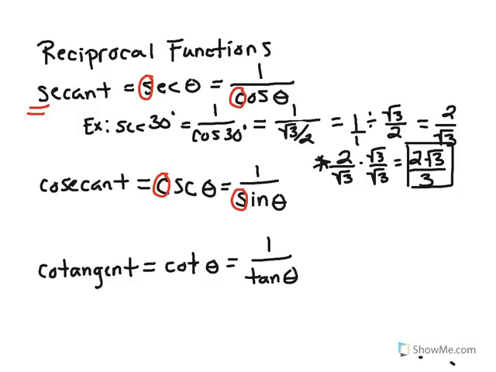Another thing that I want you to be aware of is these reciprocal functions are not in your calculator. So you have to know exactly what you're doing in order to do this. I can't type into my calculator a button that says SEC. It's not going to happen. You have to know that it's 1 over the cosine of that value.